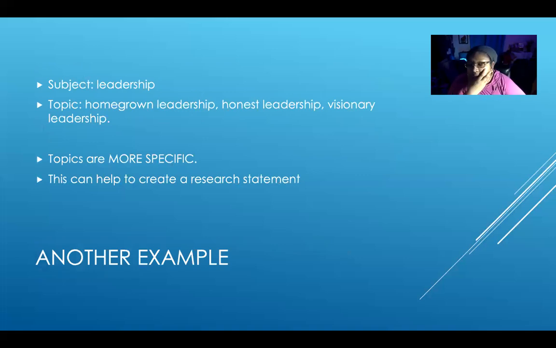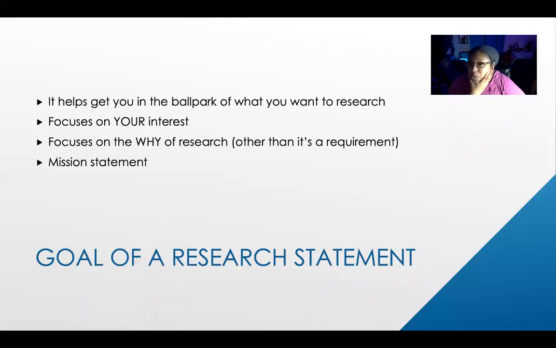So here's another example. Leadership is a subject. And under leadership, Dr. King was talking about that in the essay. He was talking about homegrown leadership, honest leadership, visionary leadership. Those things are very specific. So topics are more specific. They help you create a research statement, which is important. We're going to talk about how to do that really quick. And then from the statement, we'll go into the question.